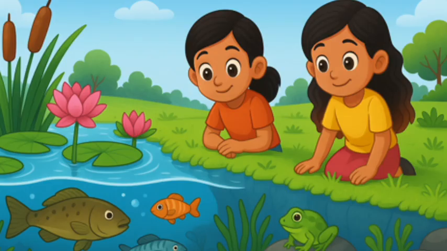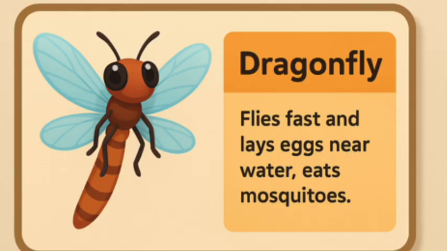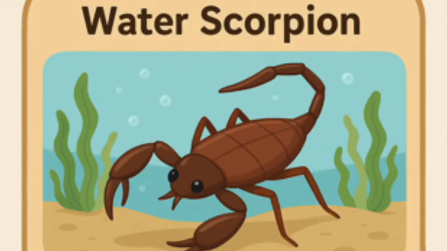We also explored how aquatic plants and animals live in and around water and depend on water for their survival. Information card 1. Dragonfly flies fast and lays eggs near water, eats mosquitoes. 2. Water scorpion, an insect with pincers, lives underwater, breathes using a tail tube.